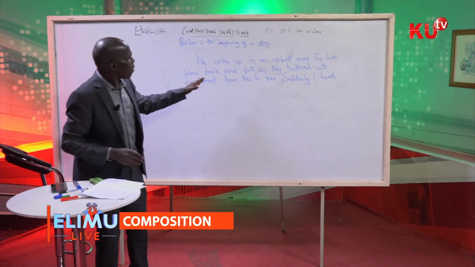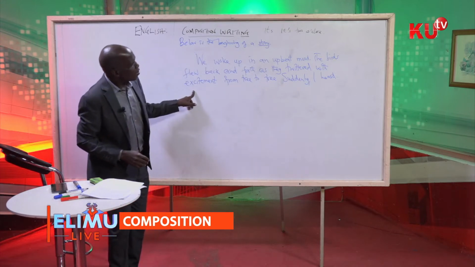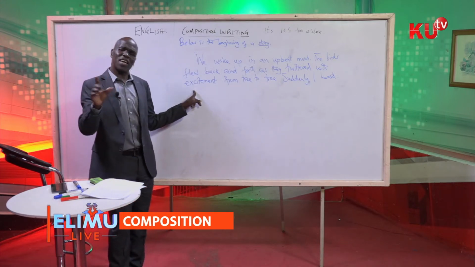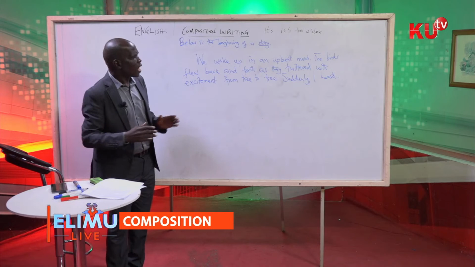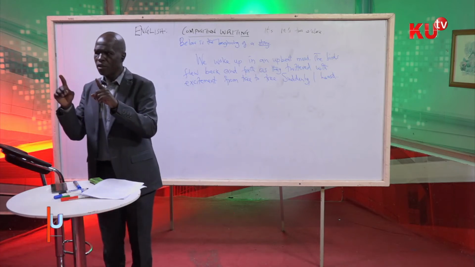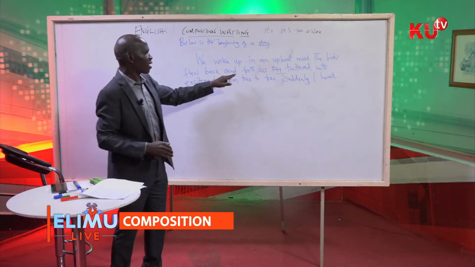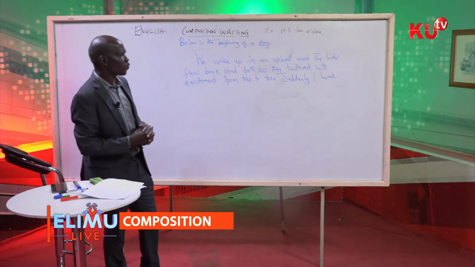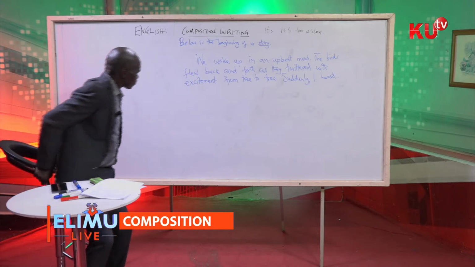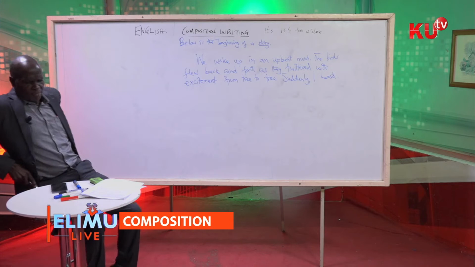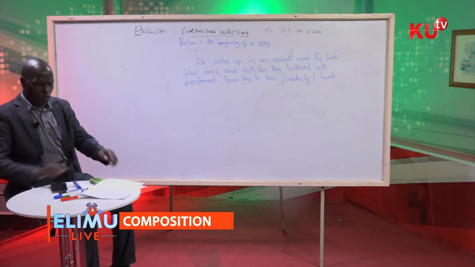So the sentence that joins this must be one that would make it easy for you to continue, to keep up with this story. You must understand your rubric. We woke up in an upbeat mood. The birds flew back and forth as they twittered with excitement from tree to tree. Look at that. You must understand the meaning of the rubric.